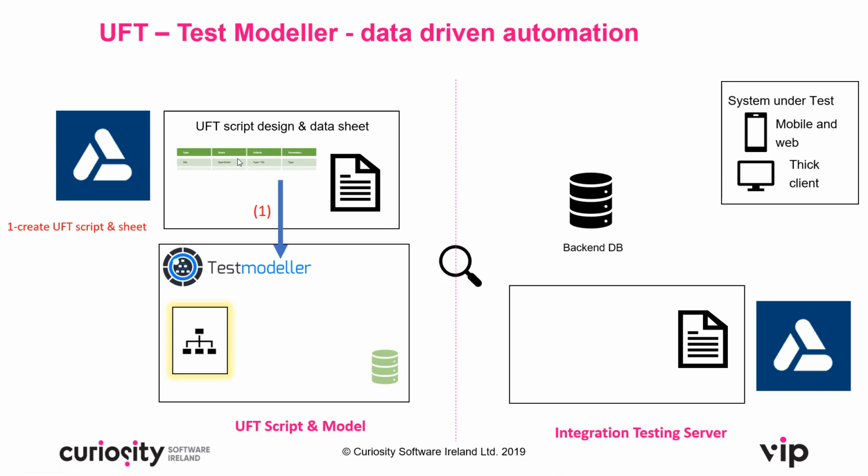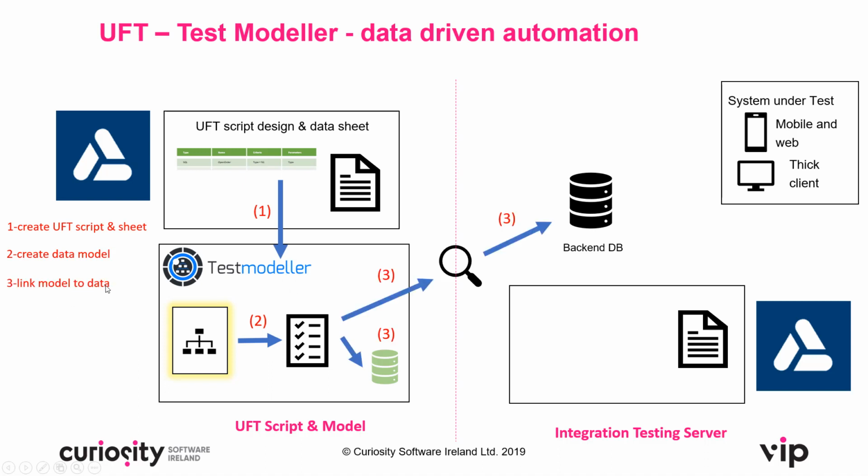So the first thing we're going to do is ingest that and register that to Test Modeler, which gives us our starting point. We're then going to build a model of the data that we're going to require to drive the UFT script, and we'll get into some of the features of Modeler when we show you that. We're then going to link the model to data, and this is the important bit.